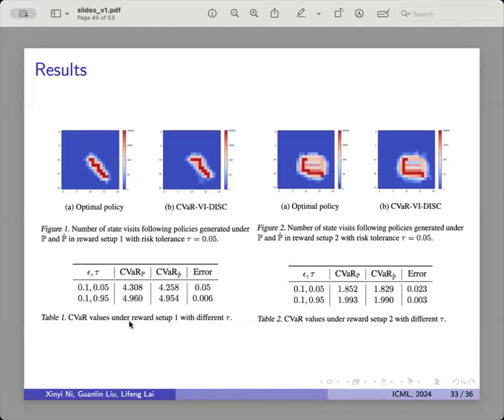And this is the result of running our CVaR VI DISC over these two reward setups. We can see that our output policy performs very similarly to the optimal policy. And the error is bounded by epsilon times tau divided by 3 for both cases.